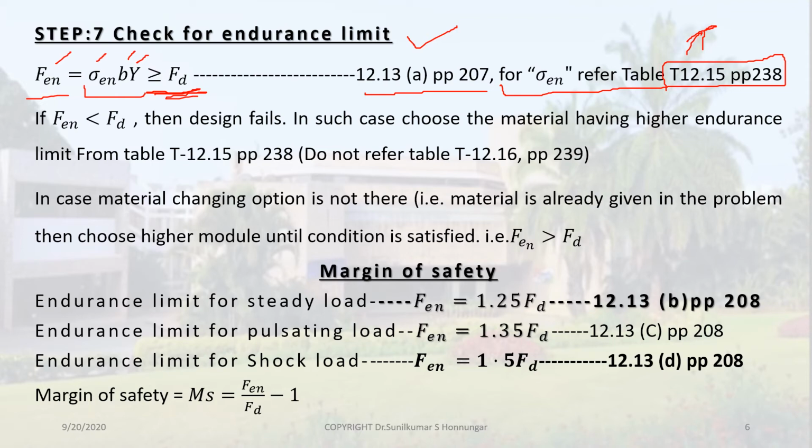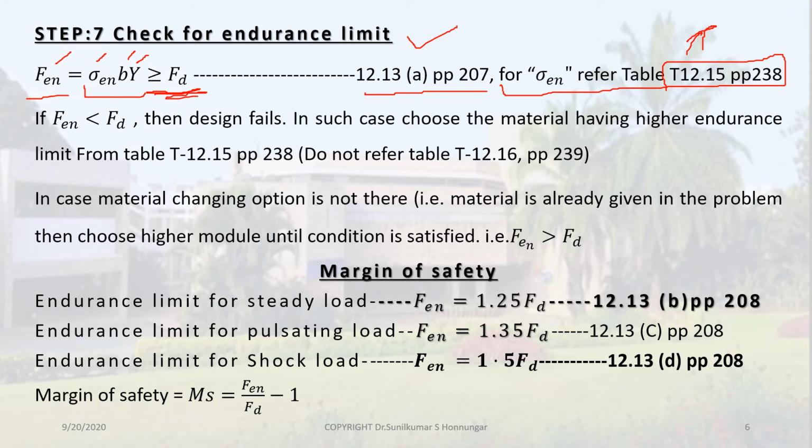If this condition is not met, then what is the conclusion? Design will fail. What do you mean by design will fail? The gears are not safe for dynamic loading and they cannot give the particular function, and at any moment of time there may be a lack of functionality. Lack of functionality means, suppose you have designed that gear for power transmission, the gear tooth will fail and power transmission will not be there.